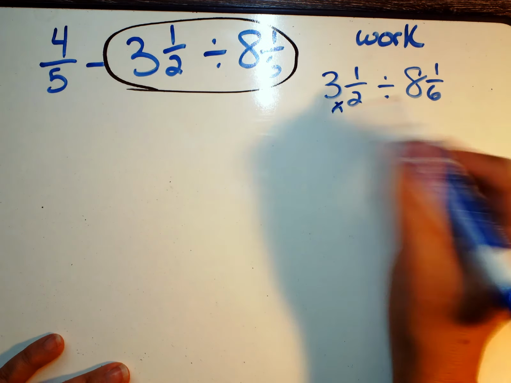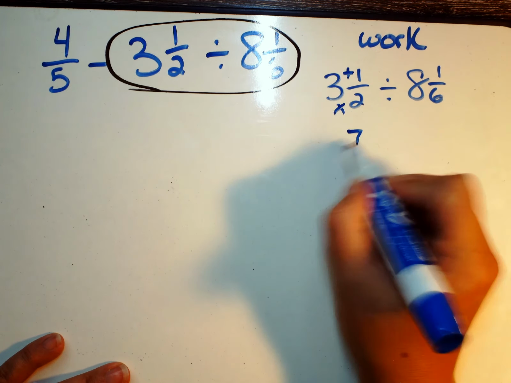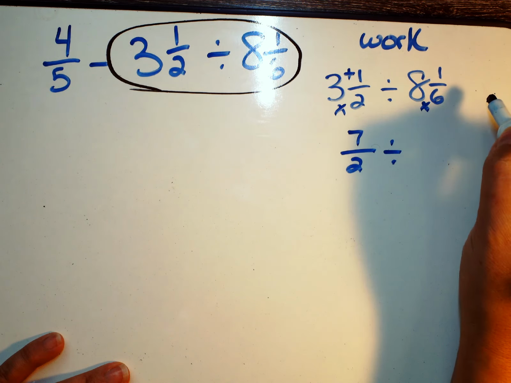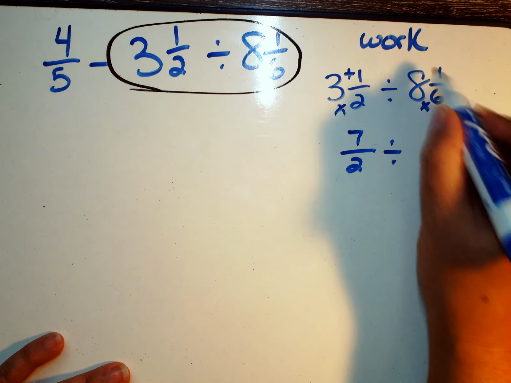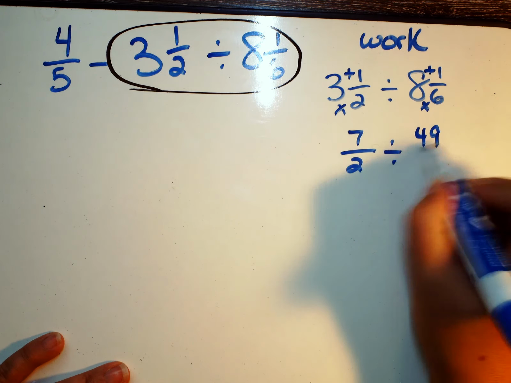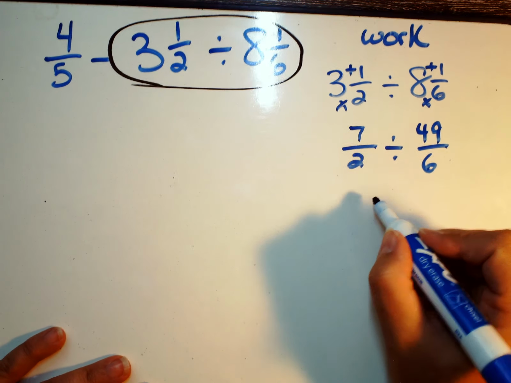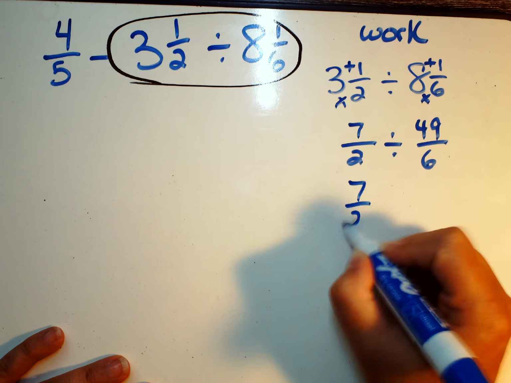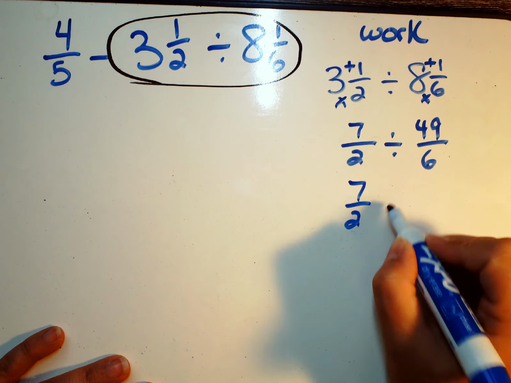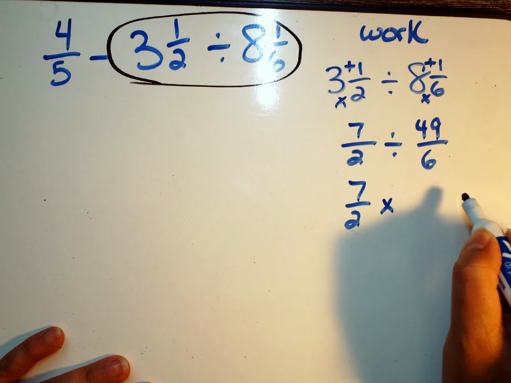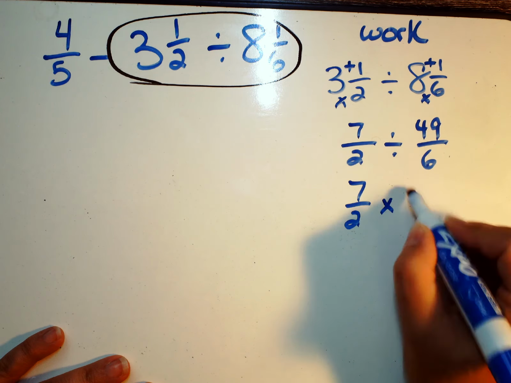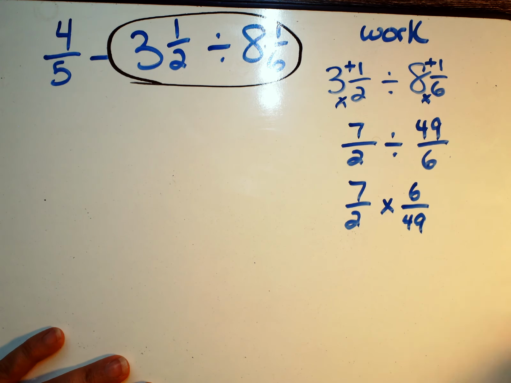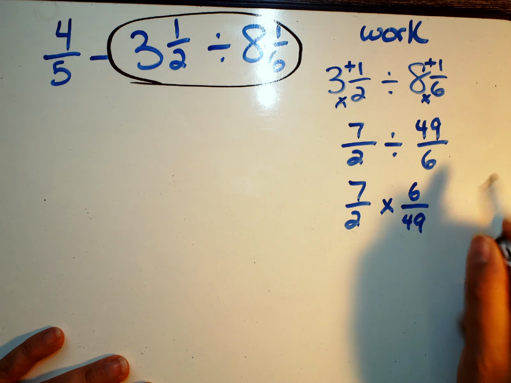So 3 times 2 is 6, plus 1 is 7 over 2, divided by 8 times 6 is 48, plus 1 is 49, so 49 over 6. Now we have to do keep it, change it, flip it, because it's division. So keep 7 over 2, change divide to multiplication, and then 49 over 6 we're going to change to 6 over 49. Okay, so we are now going to cross cancel.